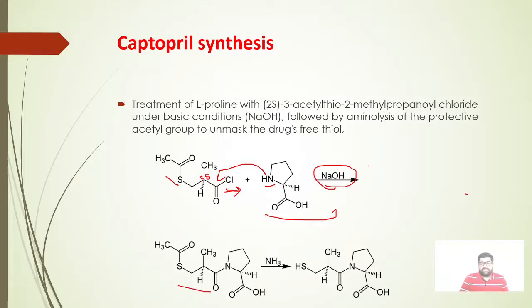Now the last step is ammonolysis of this acetyl protected thiol. Just like hydrolysis, we will do the ammonolysis, and the acetyl protecting group on the thiol is removed, and we get the final free thiol group in our drug. So this is the molecule known as captopril, which is used for heart failure or heart attack.